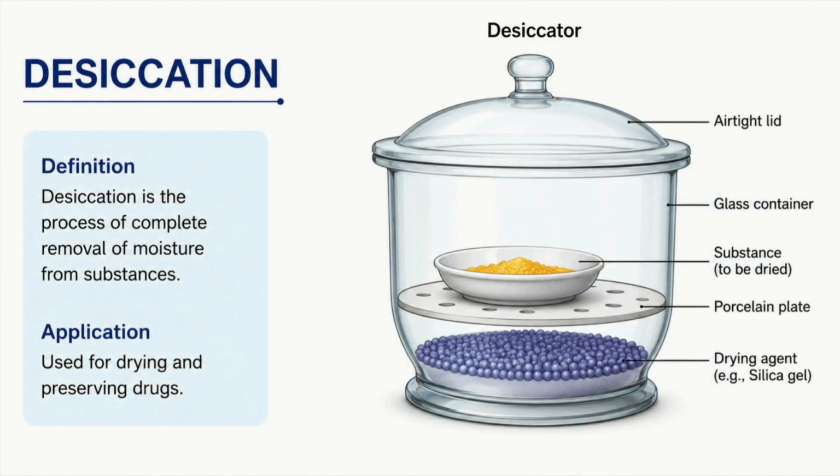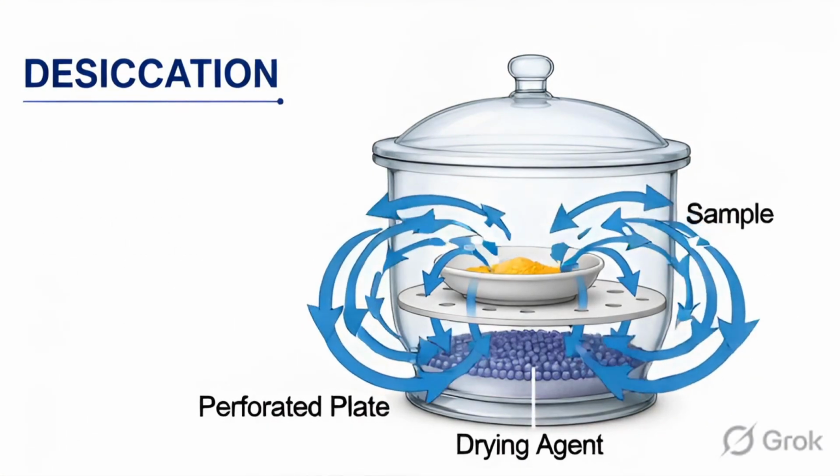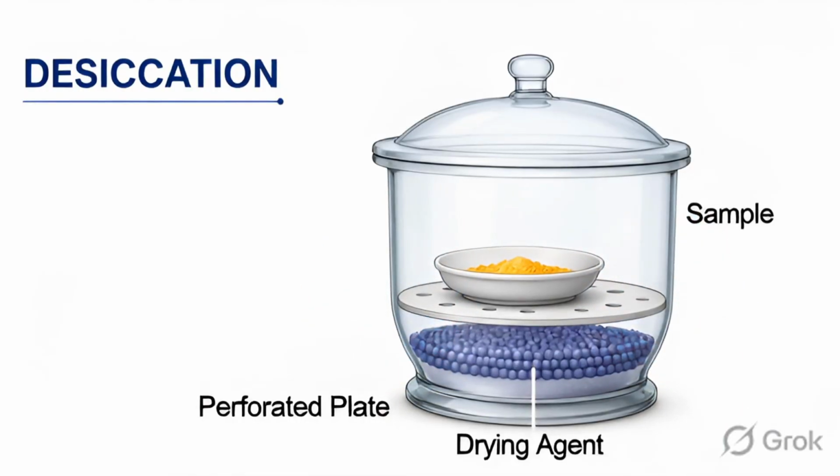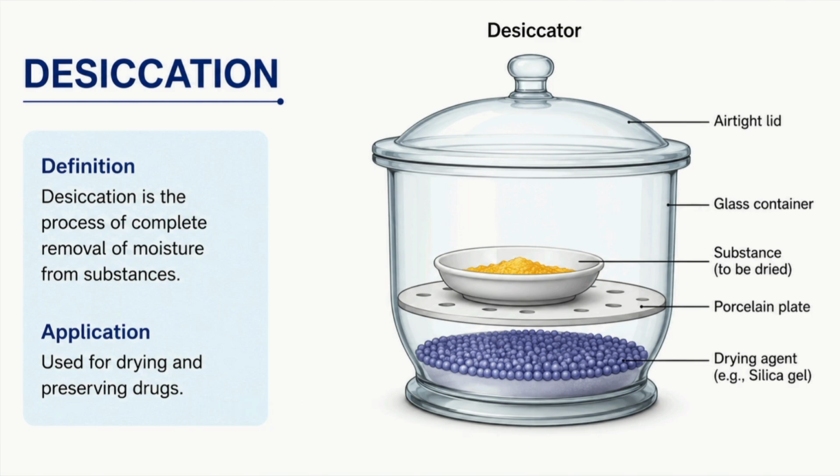Desiccation. So students, now let us understand desiccation. Desiccation means the removal of moisture or water from a substance using a drying agent called a desiccant. A desiccator is a closed glass container used to protect chemicals from moisture in the atmosphere. Inside the desiccator, substances like silica gel or calcium chloride absorb the water vapor. The upper part of the desiccator contains the material to be dried, while the lower compartment contains the drying agent. The lid is tightly closed to prevent entry of atmospheric moisture.